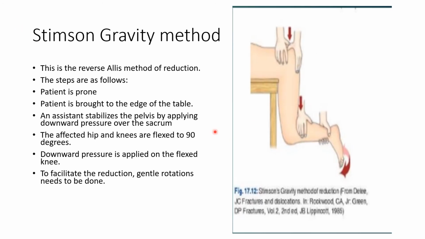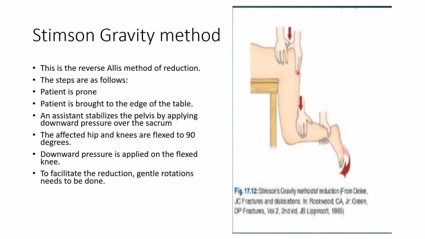In Stimson's gravity method, we utilize the gravitational force of the Earth to reduce the joint. It is described in the shoulder joint and in the hip joint. This is actually the reverse of the Alice method. In this the patient is not supine. The patient is prone at the edge of the table.